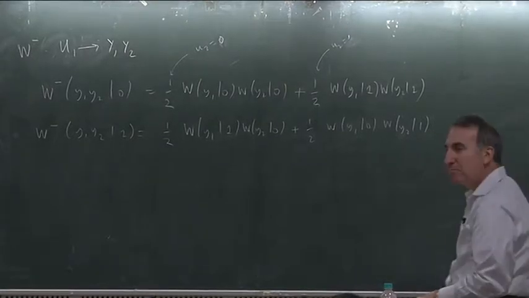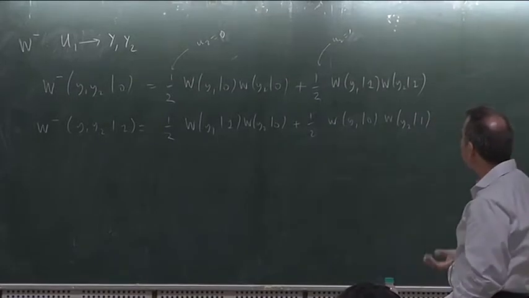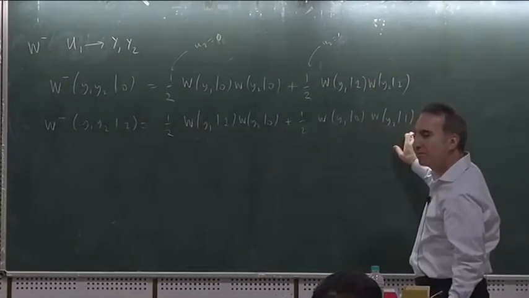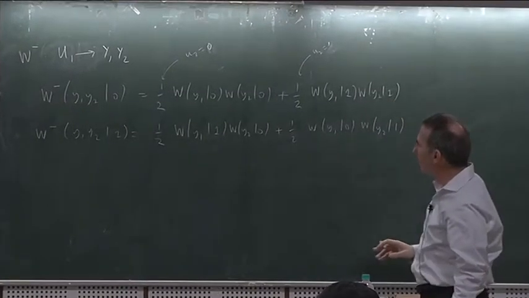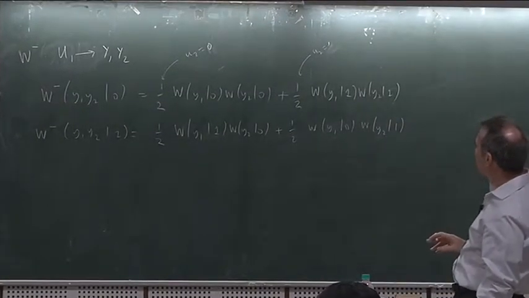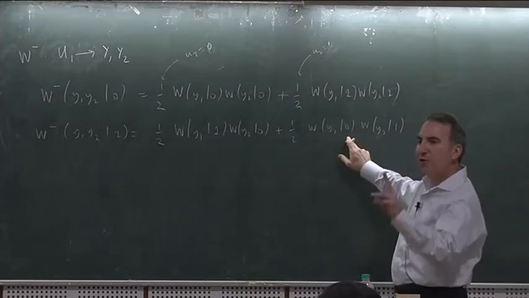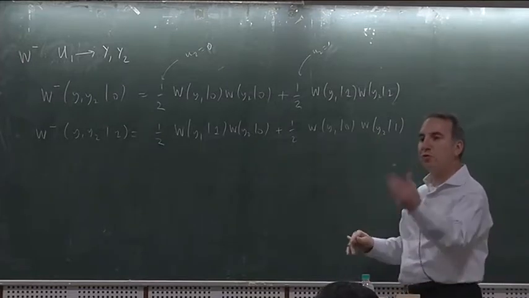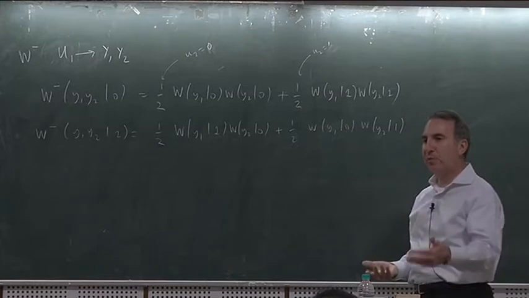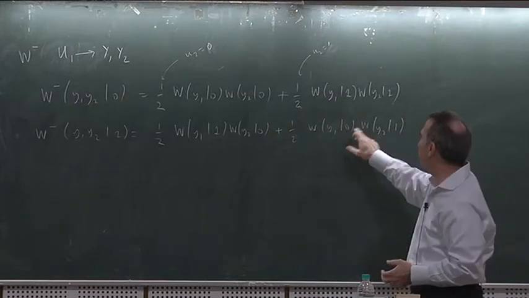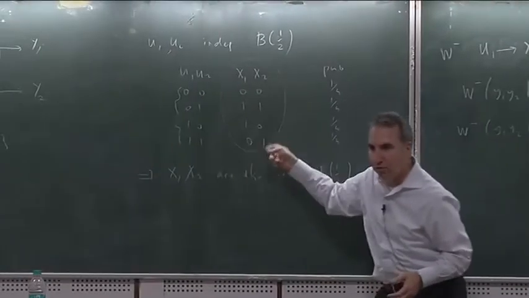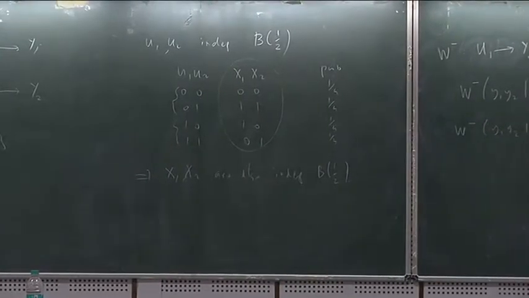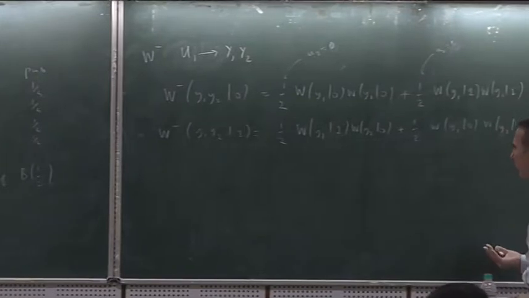Okay. The last one, 1, 1. This one? I mean, there's two given things, shouldn't they? No, because x1 is the XOR of these two things. In this case, u1, u2 are both 1, 1, which makes x1, x2 be 0 and 1. So x1 is 0, but x2 is 1. We are on this line, if you wish, here. Okay. All right. So that's W minus.